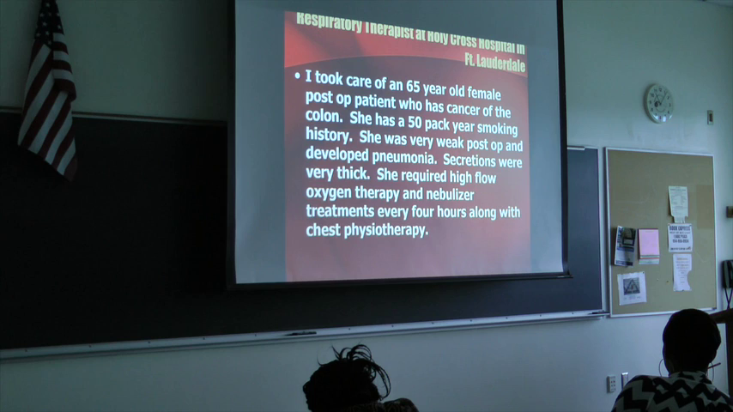So secretions were very thick, she required high-flow oxygen therapy, and you'll learn about that probably next semester. She's getting nebulizer treatments every 4 hours along with chest physiotherapy.